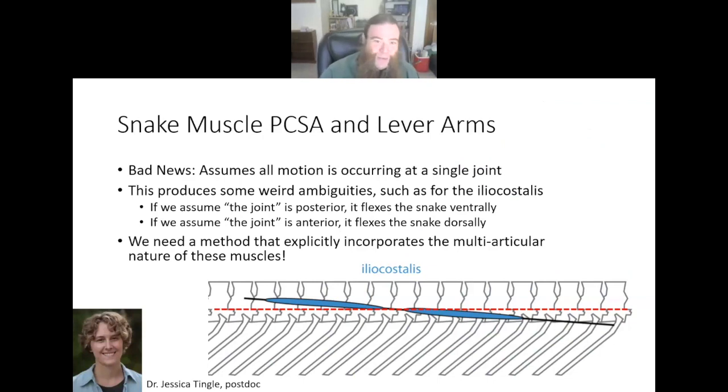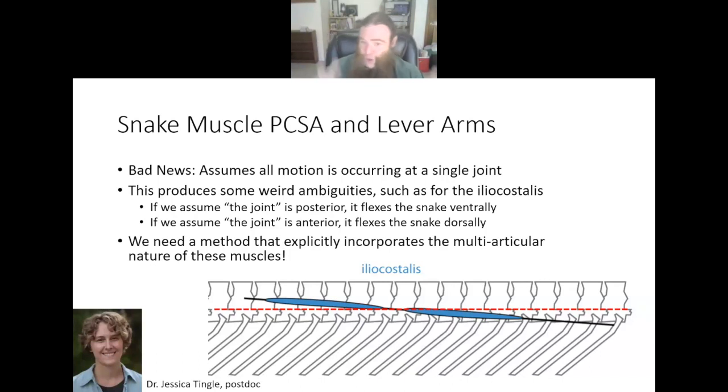Generally. Then we have a problem. The problem is this system, this cross-product method, essentially assumes that all muscle is occurring at a single joint. So it essentially assumes that whatever joint that we are picking as the joint is the only one that's moving, and the rest of the snake's body is fixed. And this becomes a huge issue with muscles like the iliocostalis. The iliocostalis is this muscle that is traditionally regarded as deflecting the body downwards, and electromyographic evidence confirms this.